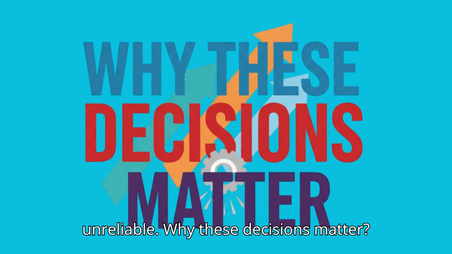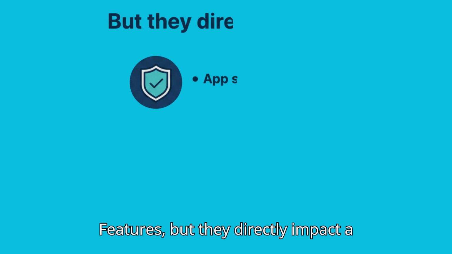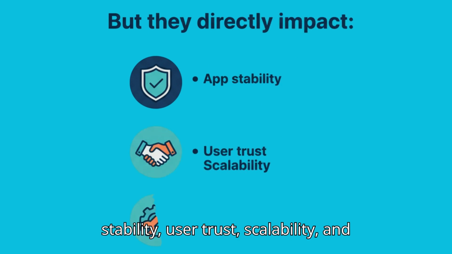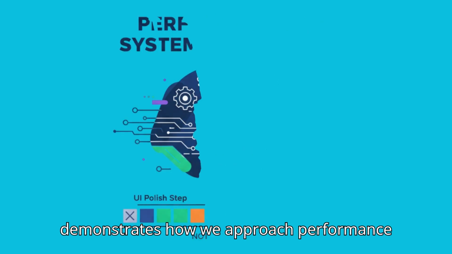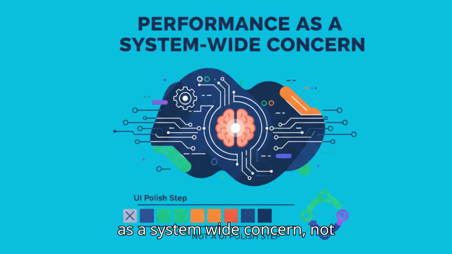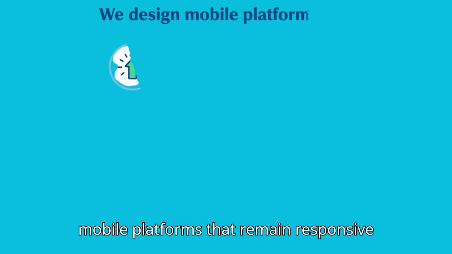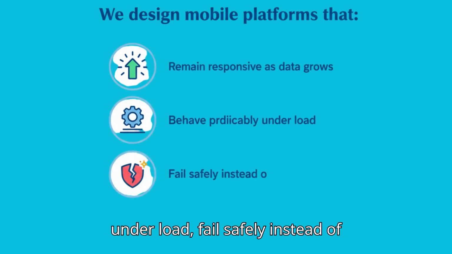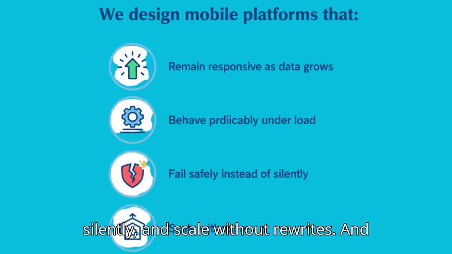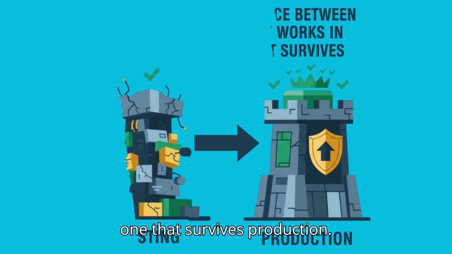Why these decisions matter. None of these decisions are visible as features, but they directly impact app stability, user trust, scalability, and long-term maintainability. This section demonstrates how we approach performance as a system-wide concern, not a UI polish step. We design mobile platforms that remain responsive as data grows, behave predictably under load, fail safely instead of silently, and scale without rewrites. And this is the difference between building an app that works in testing and one that survives production.